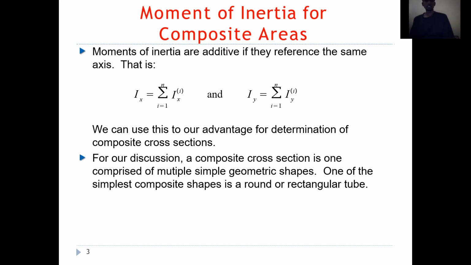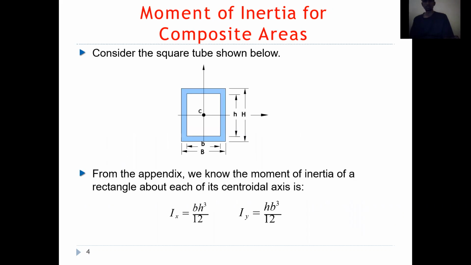For our discussion, a composite cross-section is one comprised of multiple simple geometric shapes. One of the simplest composite shapes is a round or rectangular tube. Consider the square tube shown below. From the appendix, we know the moment of inertia of a rectangle about each of its centroidal axes is Ix equals bh cubed by 12, Iy equals hb cubed by 12.